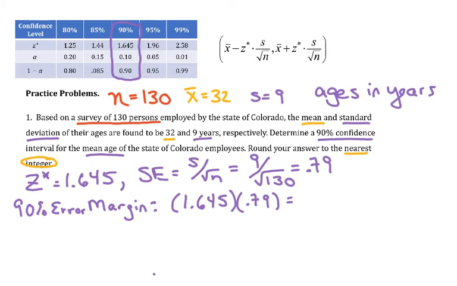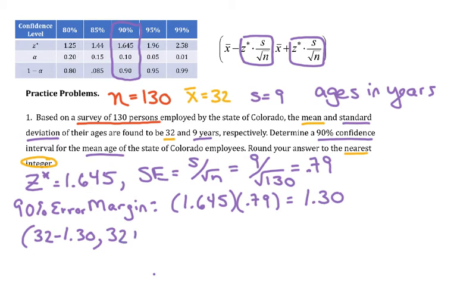And if we do this and round, I get 1.30. So that is this number that I add to the mean and subtract from the mean. Okay, so now I'm ready to create my confidence interval. I'm going to take the mean and subtract 1.30, comma, and then the mean plus 1.30.